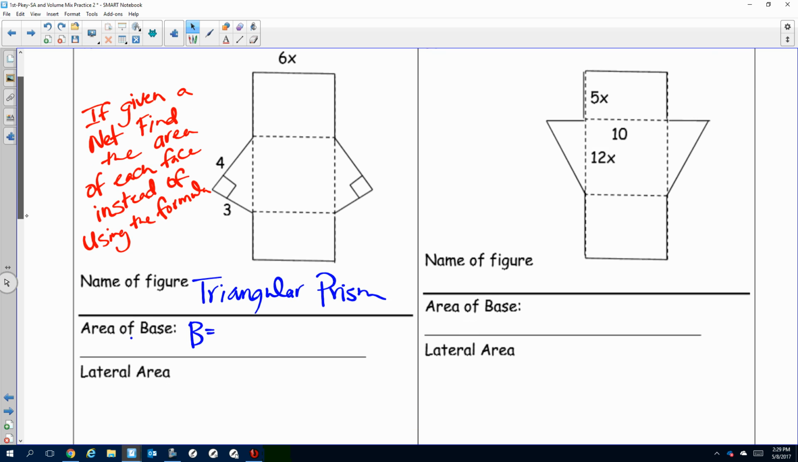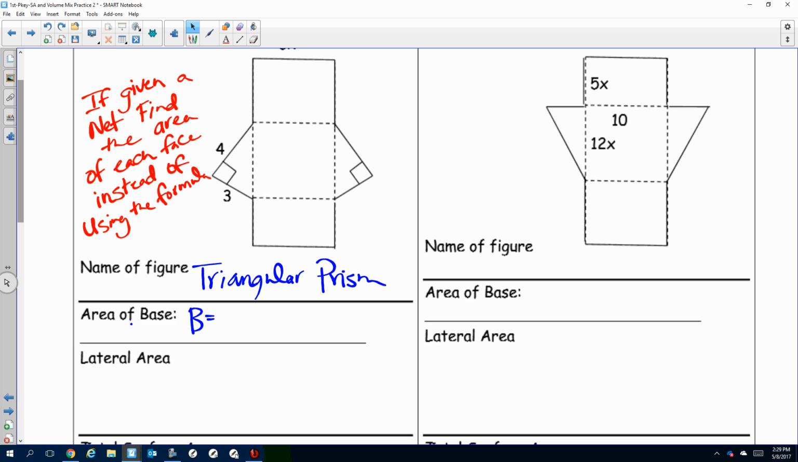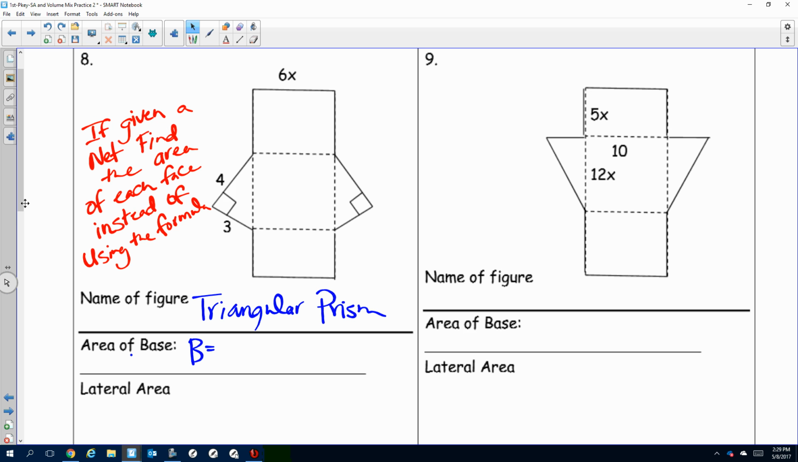It's easier if you break them up to find the area of each face instead of doing the formula, because the formula might confuse you. For example, identify your base, which is always still the first thing, and our triangles are the base here. To find the area of a triangle, that is 1/2 base times height.